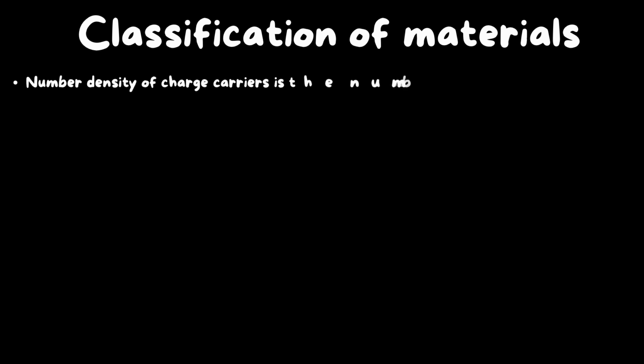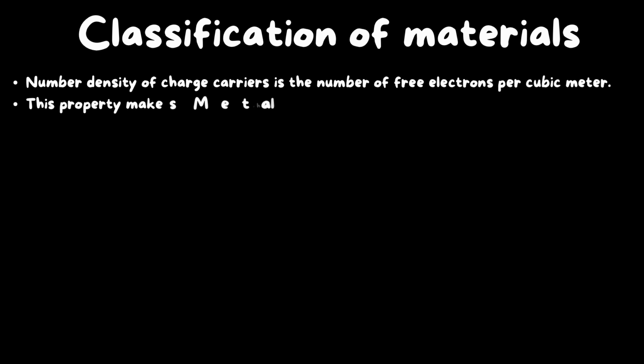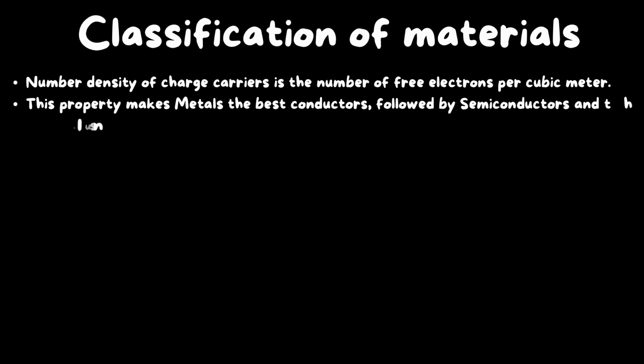Materials can be classified in terms of how many free charge carriers they have per cubic meter. That refers to number density, which simply states the number of free electrons per cubic meter, or in a given volume. This property makes metals the best conductors, followed by semiconductors and then insulators.